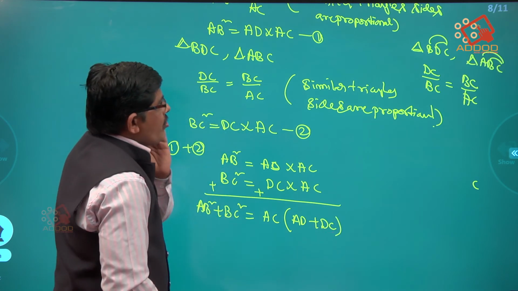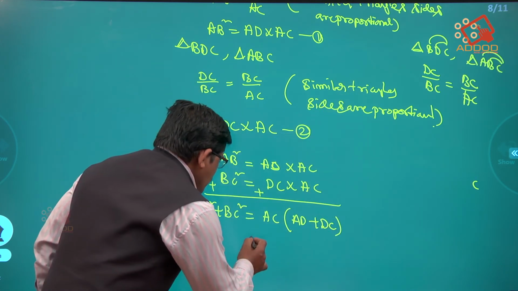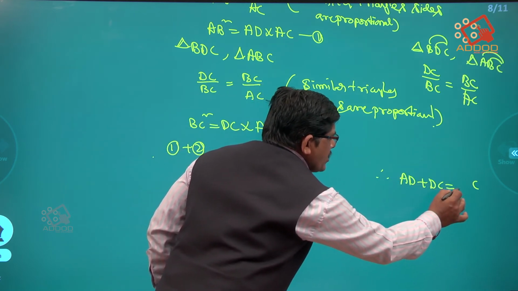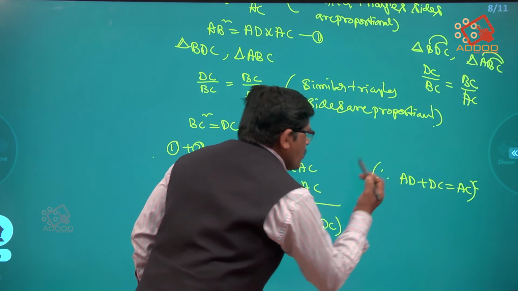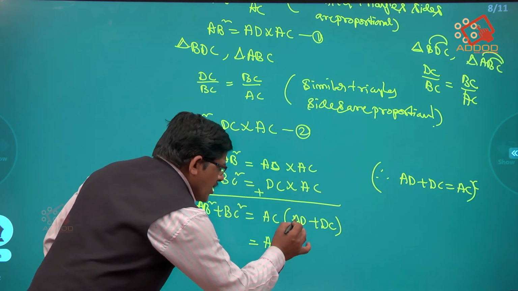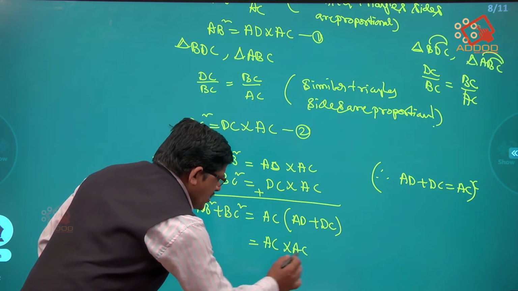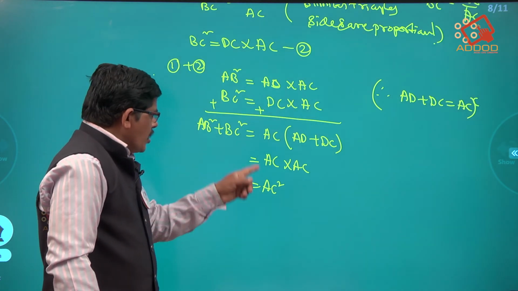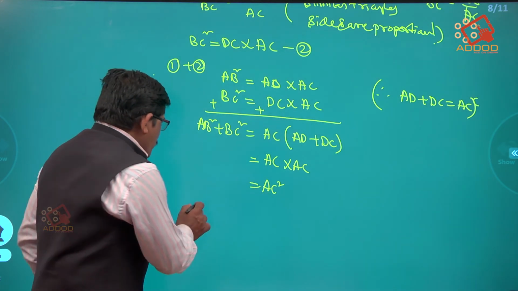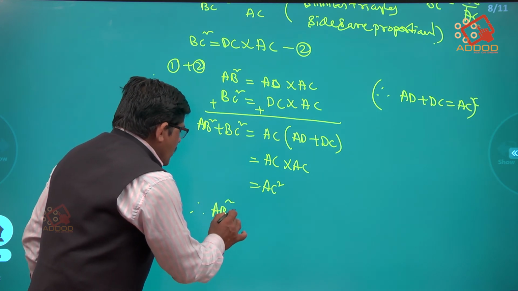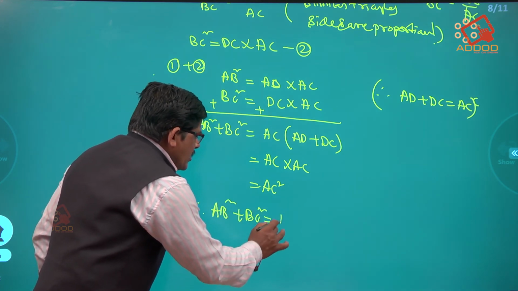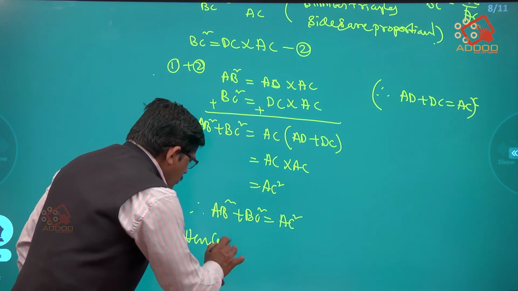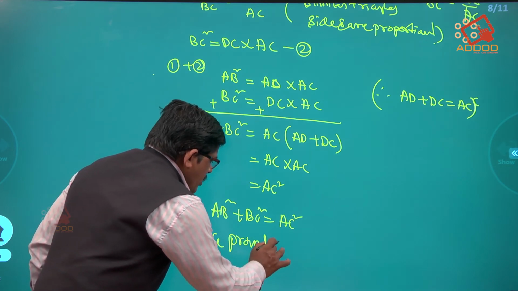Here in the right angle triangle, AD plus DC is equal to AC. Therefore AC into AC is equal to AC square. Here the sum of the squares of the two sides is equal to the square of the hypotenuse side. Therefore, you prove that AB square plus BC square is equal to AC square. Hence proved the Pythagoras theorem.